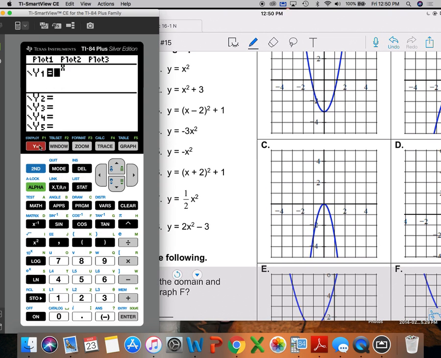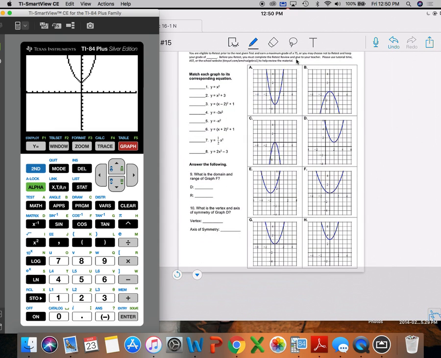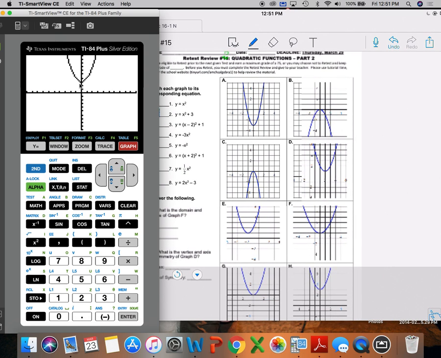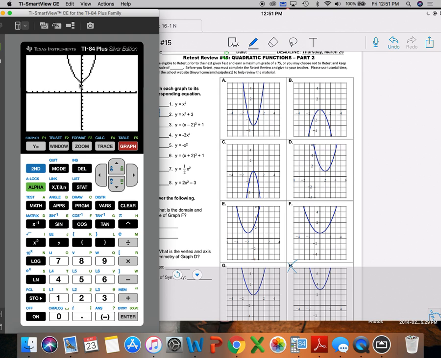So for problem 1, we have an x squared. Now that one's kind of a basic, so I'm going to start with a different one because sometimes x squared is hard to see. So the second one is x squared plus 3. This is what my graph looks like. When I look at my graphs, I'm looking for one that goes up 3 from the vertex and then is a normal graph. H goes up 3 from the vertex and then is a normal graph.